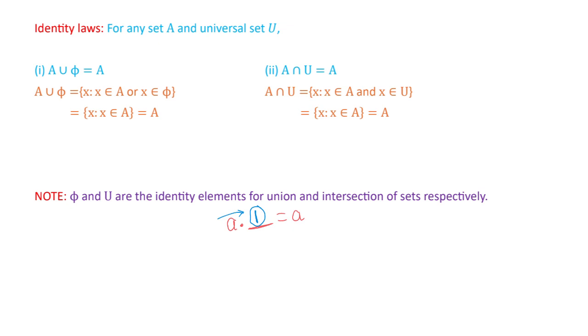In this case, we are saying that phi is the identity for the union, because A union phi is equal to A. So what we observe from this is that A union phi is equal to A. It means phi is the identity element for union. Second case, we are saying that A intersection U is equal to A. So what we have seen over here is that A intersection U is equal to A. It means for intersection, the universal set is the identity for the intersection of sets.